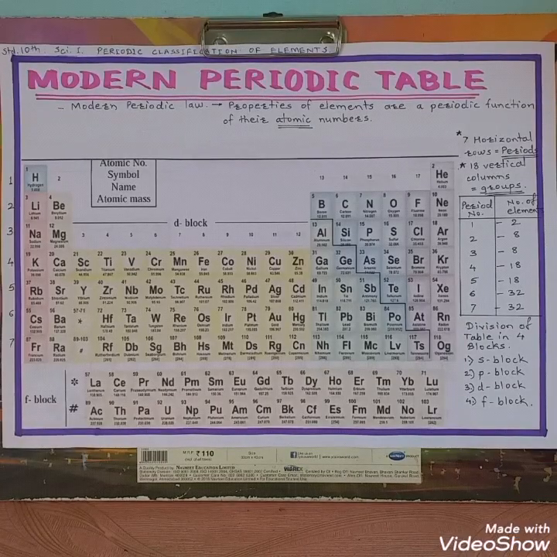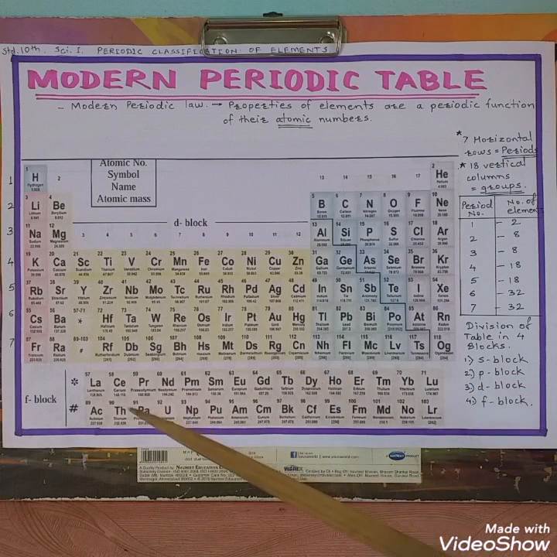Hello friends, in this session now we are going to study about the systematic arrangement of elements on the basis of their electronic configuration. That means now we are going to discuss about the four different blocks which are based on the electronic distribution or electronic configuration of the elements.